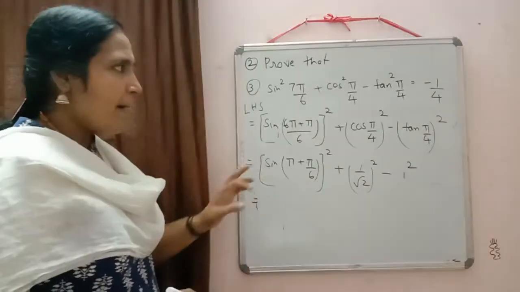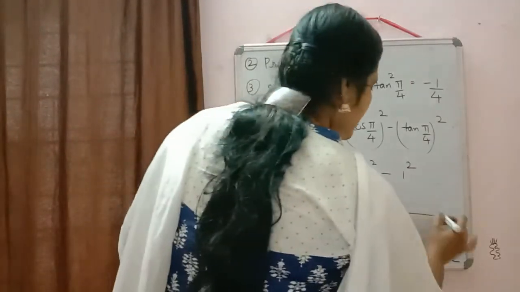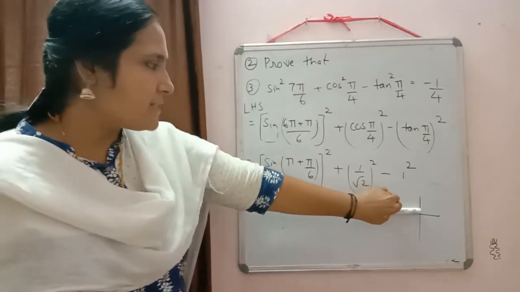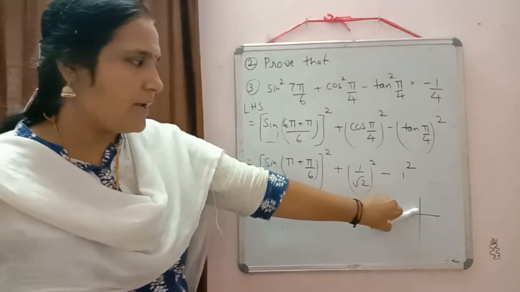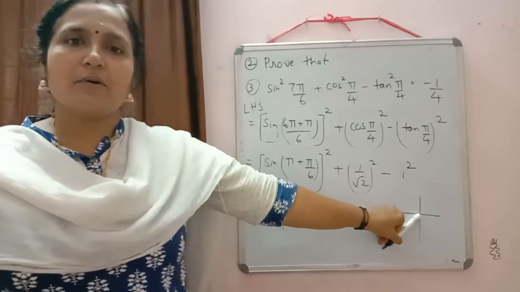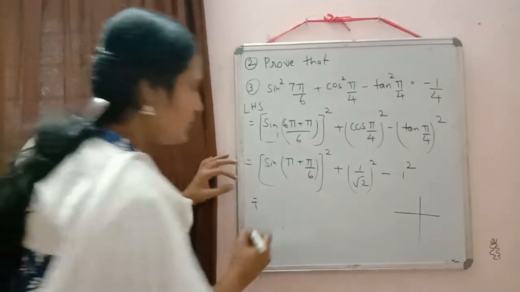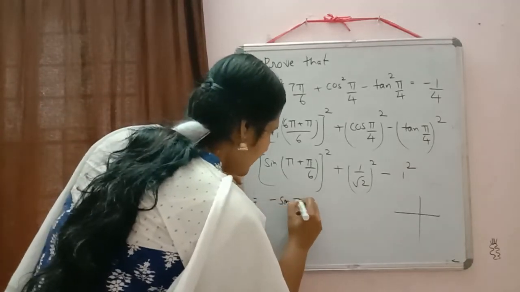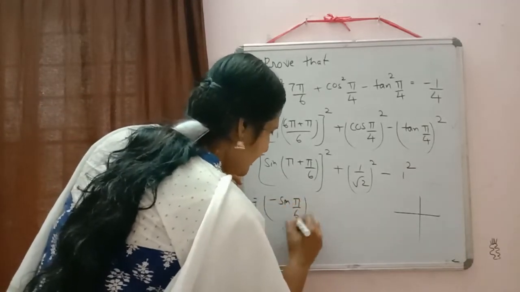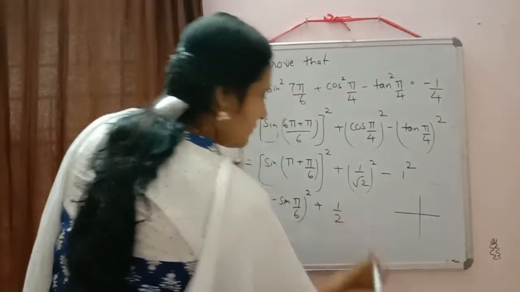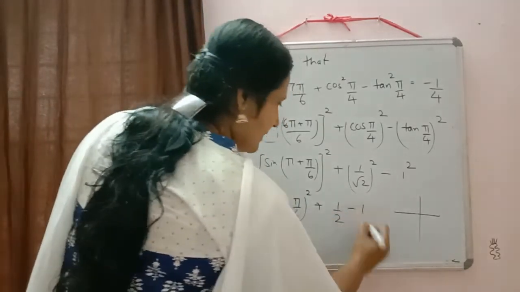Now here pi means where we have, just to check here, pi plus pi by 6, if we are going, means where are we going? Third quadrant, and in third quadrant the sign is negative. So it will be equal to minus sine pi by 6 the whole square plus 1 by root 2 the whole square, which will be equal to 1 by 4 plus 1 by 2 minus 1.